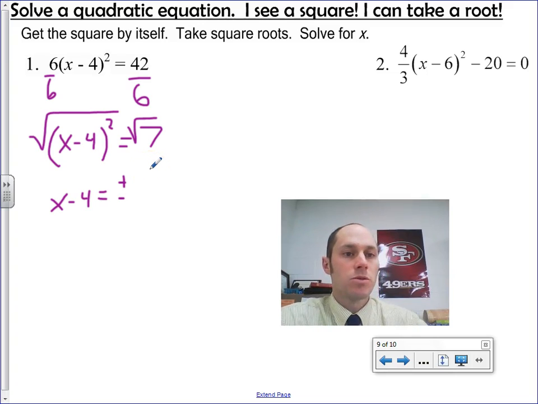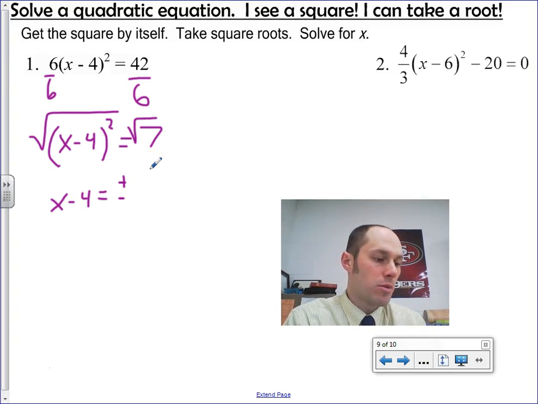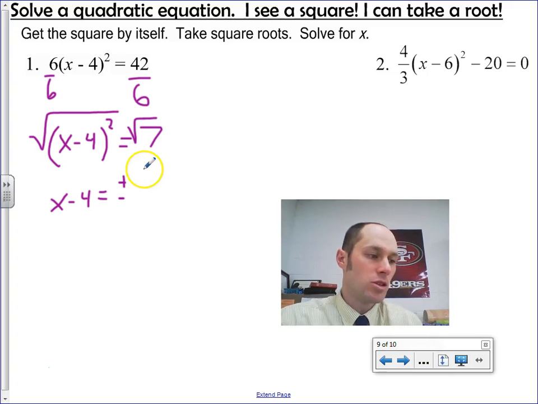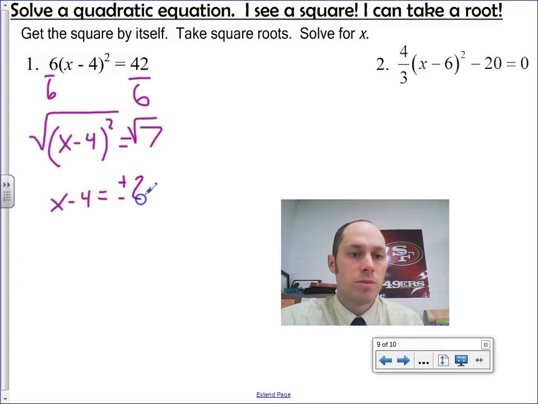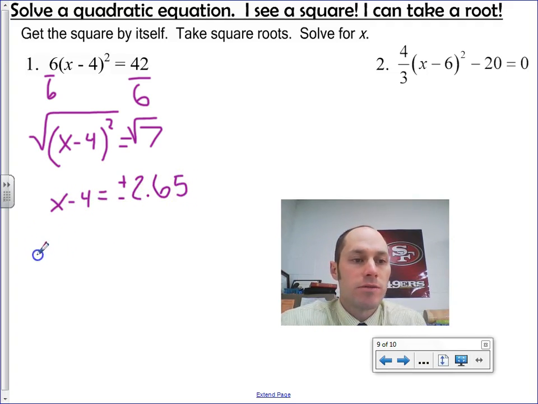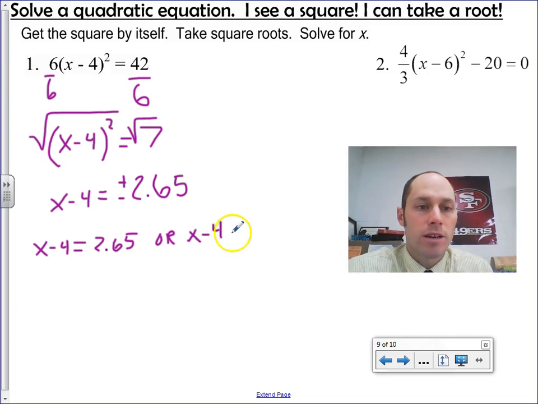And if we approximate the square root of 7 so that we can get an approximated answer, the square root of 7 is about 2.65. So plus or minus 2.65. So I know x − 4 equals a positive 2.65, or it equals a negative 2.65. So I get myself two equations now because I have two roots here with that quadratic. And now we're going to solve this down.